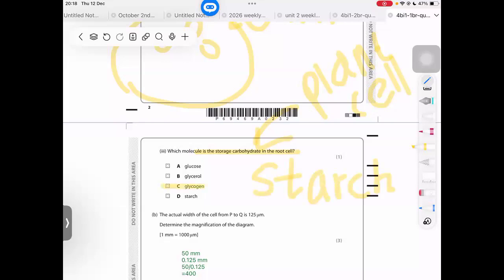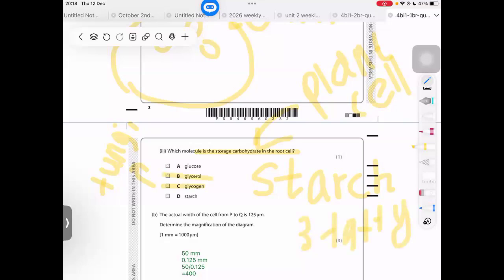Glycogen, where do you find glycogen? Glycogen is stored in fungi, right? It's the storage carbohydrate in fungi. And glycerol, it's not a carbohydrate. It's the basic component which makes a triglyceride, which is a lipid, right? Glycerol and 3 fatty acids combine and make a lipid or a triacylglycerol. Therefore, B is also wrong.